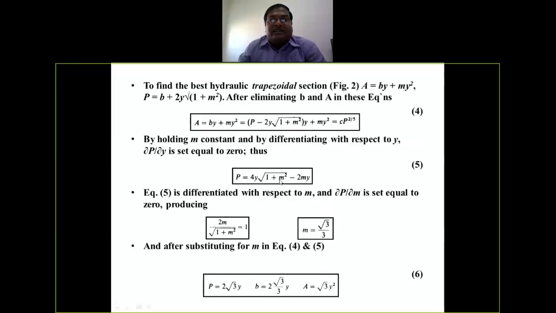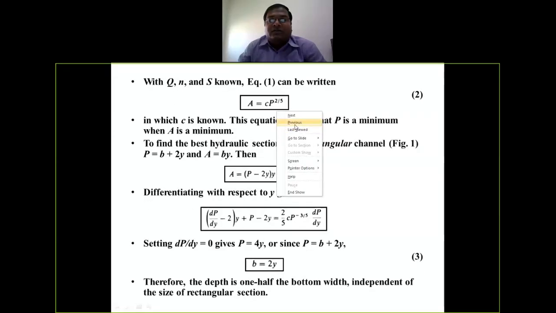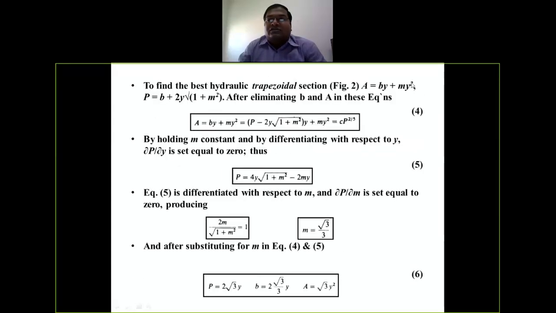To find the best hydraulic trapezoidal section, there is figure number 2. We derived it just now for figure number 1, that is the rectangular cross section. Now we will derive for the trapezoidal section the same way. A is equal to (b plus my) y. M is the side slope, which you have to take here, and P is equal to B plus 2y under root 1 plus m square. After eliminating B and A in this equation, we get A is equal to (b plus my) y, which is equal to (P minus 2y under root 1 plus m square plus my) into y. Just put the coefficient, so your equation will be C into P raised to 2 by 5.